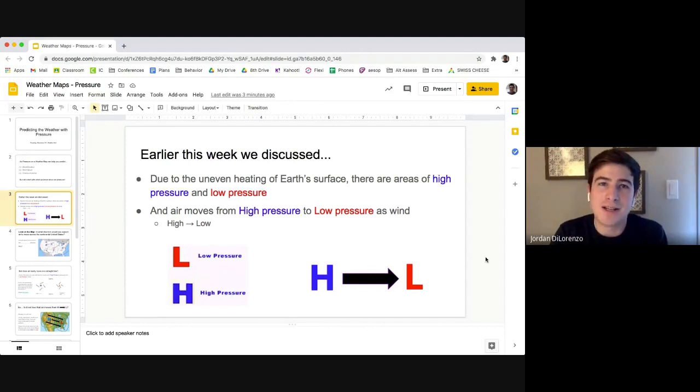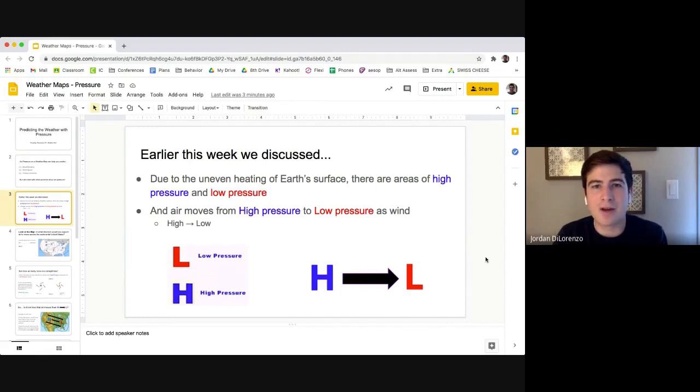All right, so just to review a little bit, Earth's surface gets heated unevenly. This is because we have different materials on Earth. For example, land gets heated up faster than the ocean and other factors like that. Also, the atmosphere doesn't always get heated up evenly. And as a result of this unequal heating, we get areas of high pressure and areas of low pressure. This is what causes wind, and this is what causes air to move.